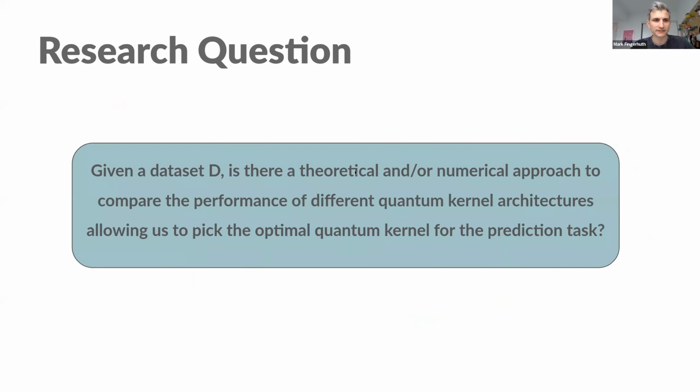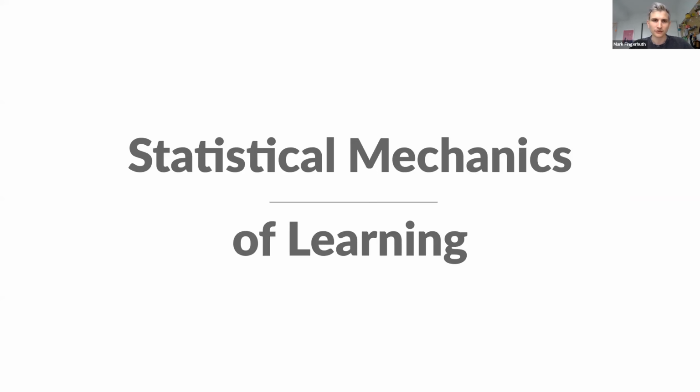So if we rephrase this, we can say: given the data set D, is there a theoretical or numerical approach to compare the performance of different quantum kernel architectures, allowing us to pick the optimal quantum kernel for the prediction task at hand? In order to answer this research question, I first want to talk a little bit about the statistical mechanics of learning, since that's an important ingredient in order to answer this question.